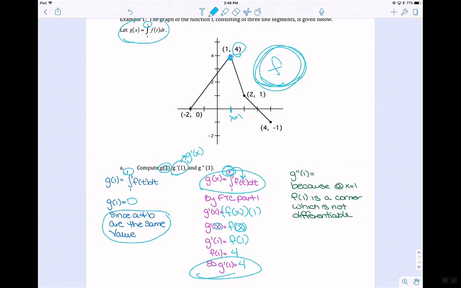Okay? So now let's look at g double prime of 1. Well, at x equals 1, g double prime of x is the same thing as f prime of x. So here's the graph of f. At 1, you have a sharp corner. So g double prime of 1 does not exist because at x equals 1, there's a corner, which is not differentiable. Okay?